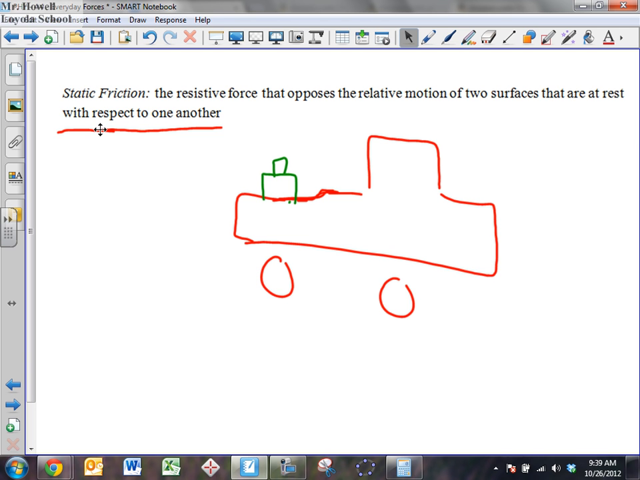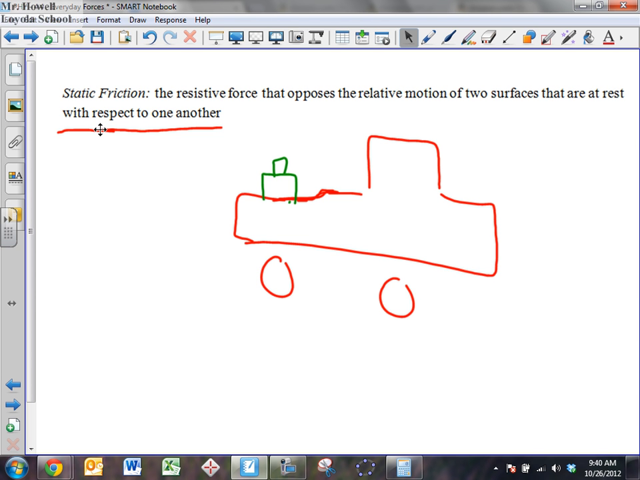Again, I've got an object on top of an object, these two objects stacked together. Even though my body is moving and my arm is moving, the frictional force between these objects is static because they're still with regards to one another. Again, they are stationary. They're not moving. They're not sliding across each other. There is static friction.